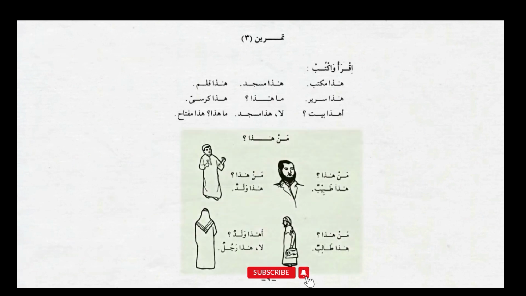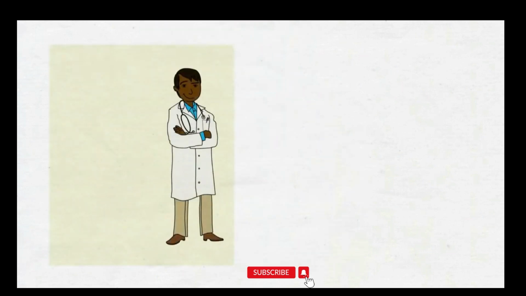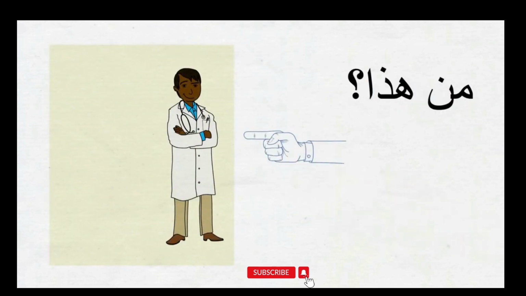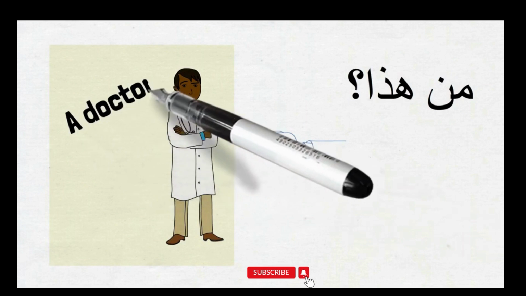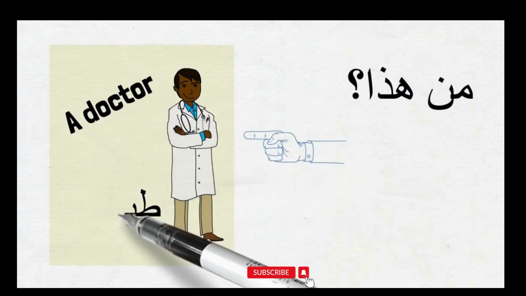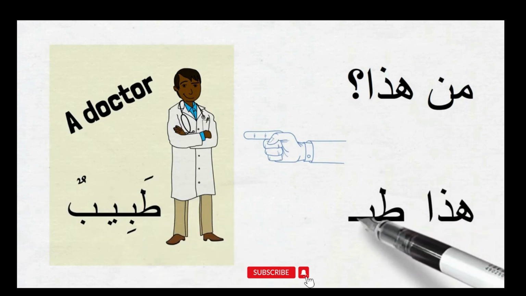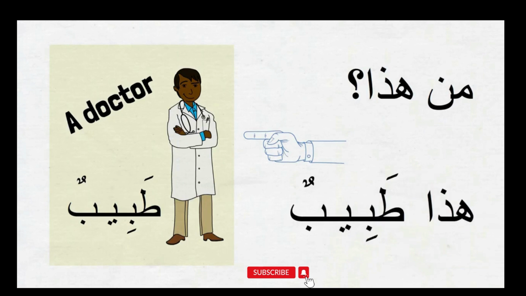Now let's practice it using the questions on the second half of page 9. Man hada? Who is this? We are seeing a doctor in the picture, and a doctor in Arabic is tabibun. So we should say hada tabibun. The question was, who is this? And the answer is, this is a doctor. Hada طبيب.